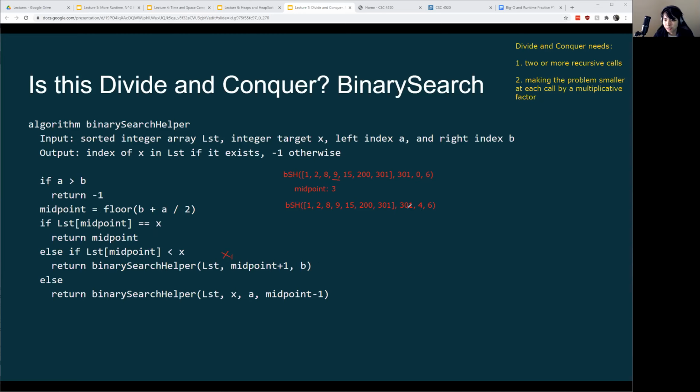Why is this 4? Because we checked and saw that the element at the midpoint, which gives us 9, is smaller than the current X we're looking at, which is 301. 301 is greater than 9. Since this is a sorted list, we're going to look on the right side, because everything that's bigger than 9 is going to be on the right half of our original list. Given this list here, 1, 2, 8, 9, 15, 200, 301, this is increasing in size. It's already sorted, which means all the big numbers are on the right. So if we look in the middle, realize that 301 is bigger than the middle, then it better be on the right if it's in there at all.